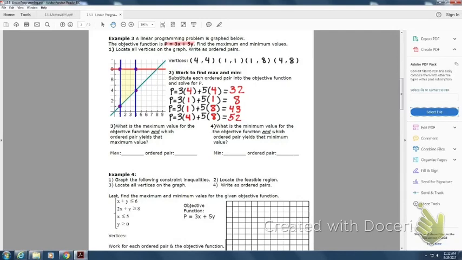So, to find the max and the min, don't overcomplicate this. The max is the largest number. The minimum is the smallest number. So, Josh, what is the maximum on this? 52. Always take note as to which point gave you that. So, what point gave us that, Josh? 4, 8. Okay. Miss Williams, what was the minimum? 8. What point gave us that? 1, 1.